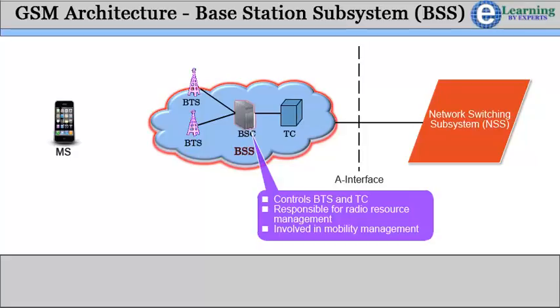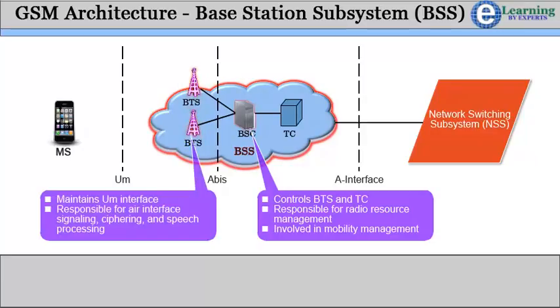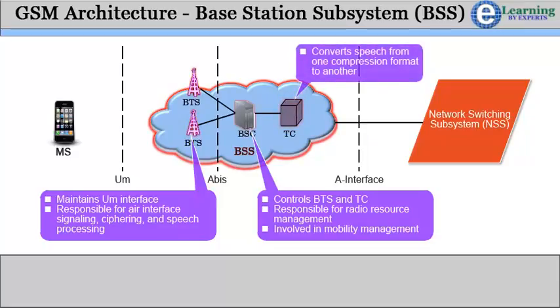The interface between mobile and BTS is referred to as AIR interface, also called Um interface. BTS talks to BSC over an Abis interface. BTS maintains the AIR interface. It takes care of AIR interface signaling, ciphering, and speech processing. Transcoder converts speech from one compression format to another to enable communication between BTS and the fixed network where the speech compression formats are different.